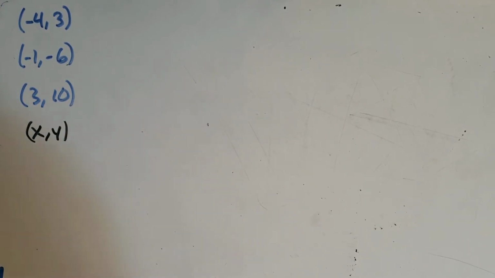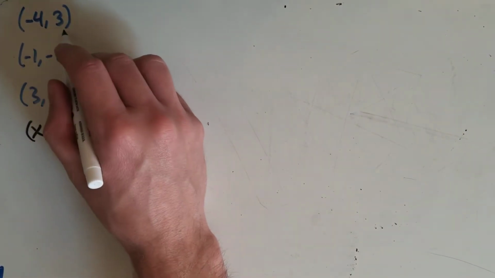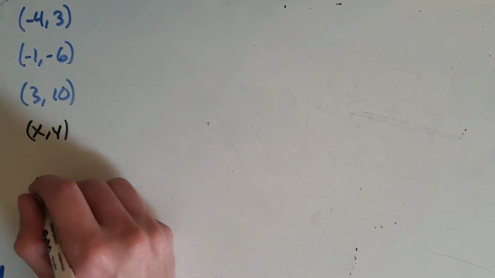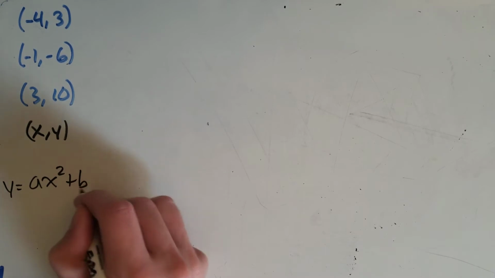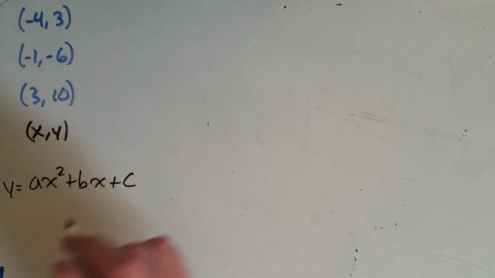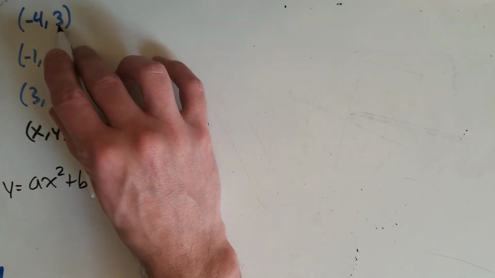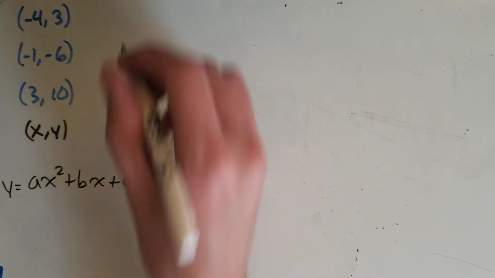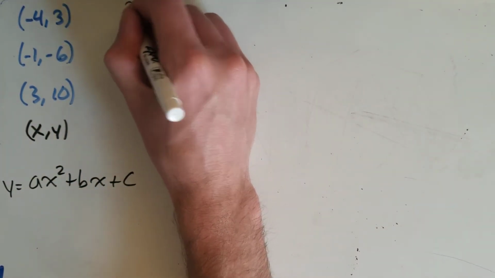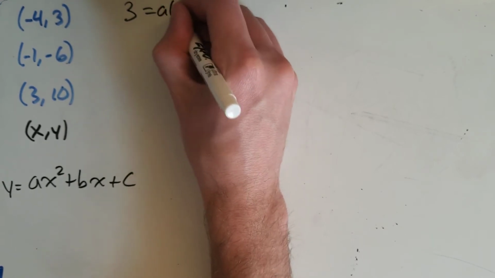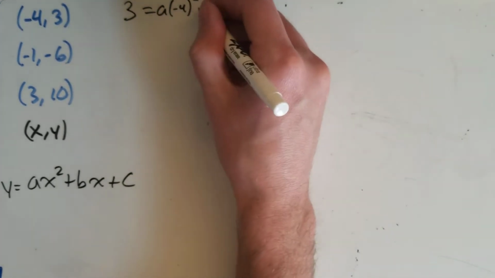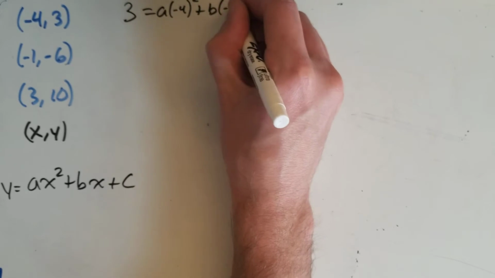So if we look at the first point, the -4, 3, and again, we're going to want to end like this, y equals ax squared plus bx plus c. That means when y is 3, x is -4. So when y is 3, x is going to be -4. So we're going to have a times negative 4 squared plus b times negative 4.